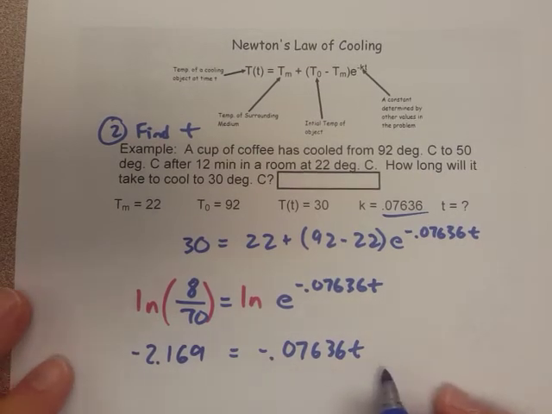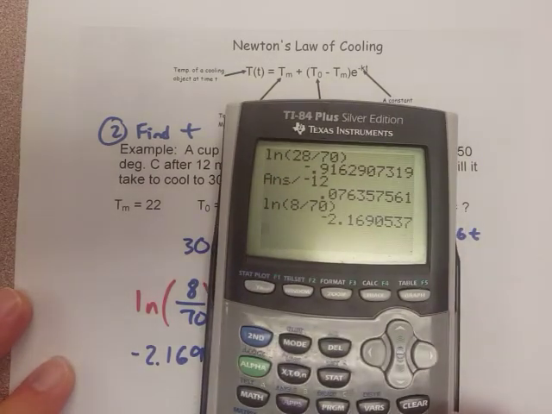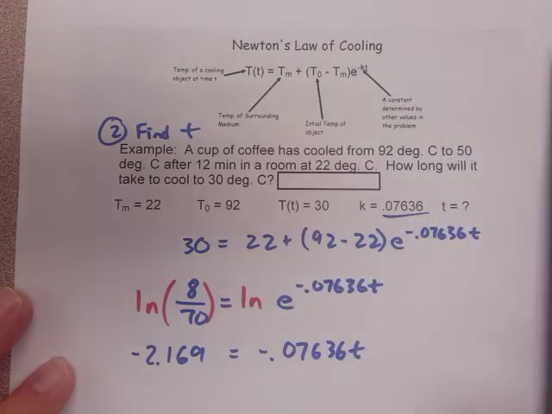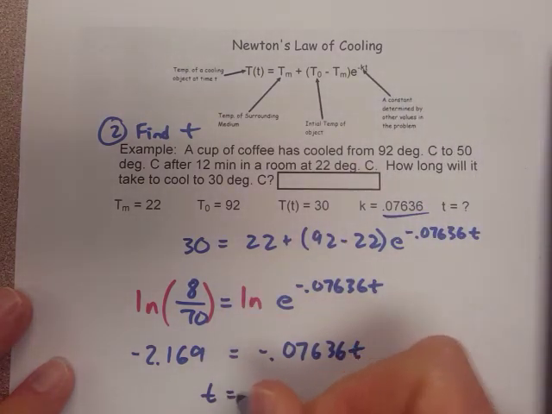All right, so negative 2.169. And then we're going to divide both sides by the k value, by this negative 0.07636. So divide by negative 0.07636, and we get about 28.4. So now we finally get a number that actually looks like a reasonable answer to a problem.